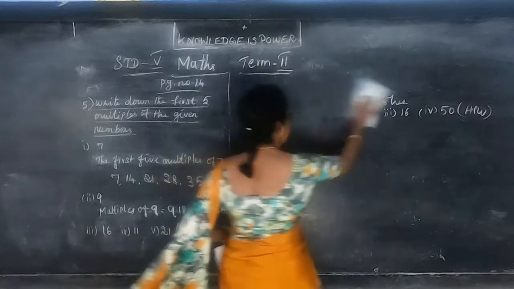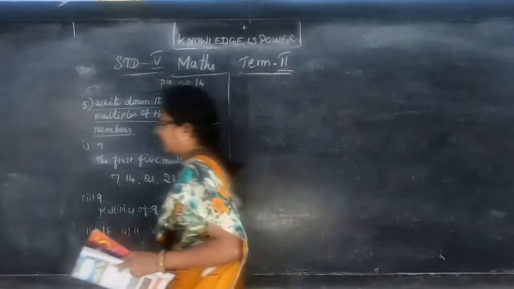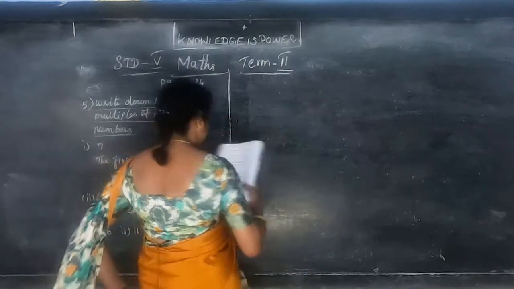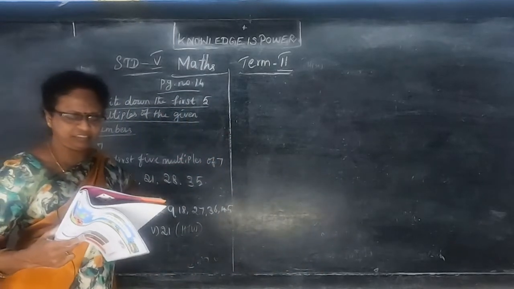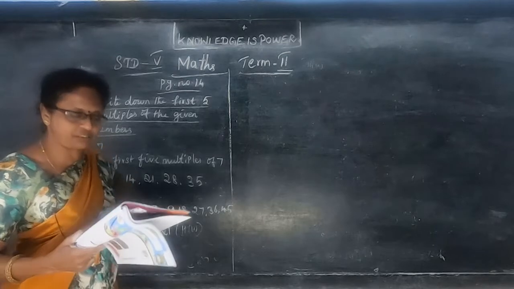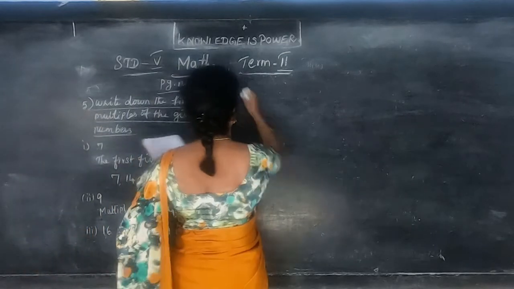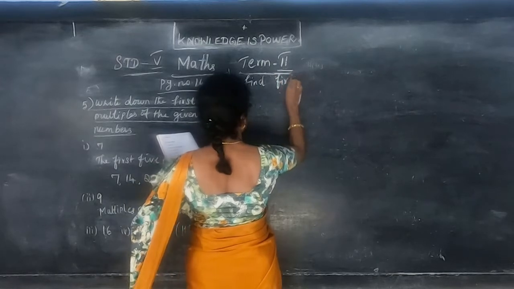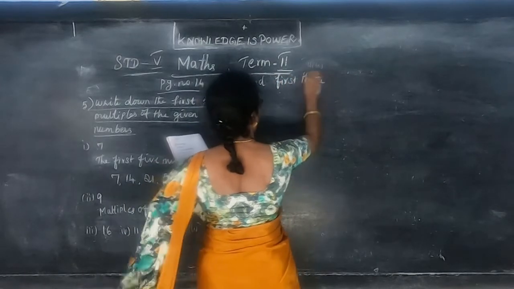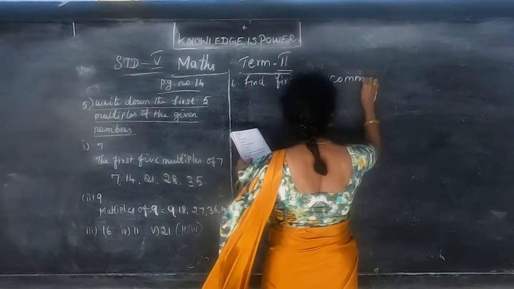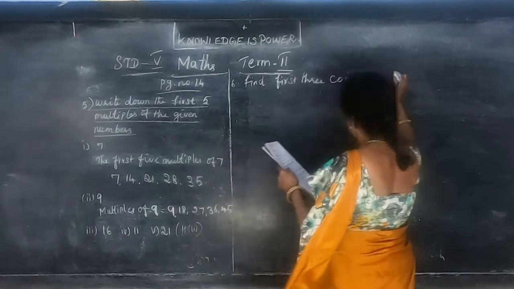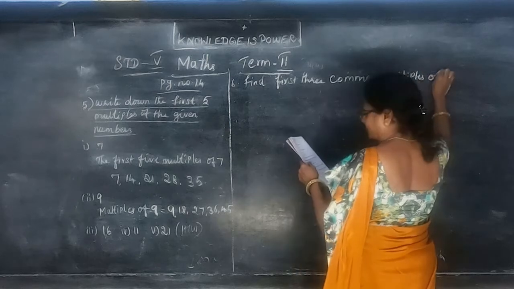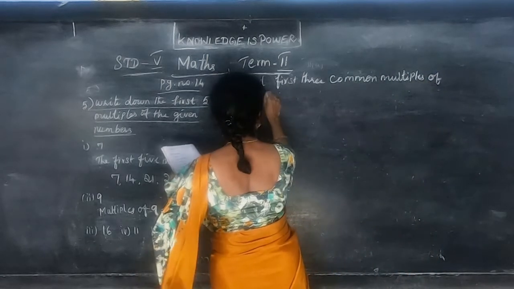So ellame tables da. So learn the tables, children. That will be, then only it will be easy for you. If you have learned the tables, you can easily finish. Find first 3 common multiples of given numbers. அதாவது 2 நம்பருக்கும் 3 இது சேமாக இருக்கணும். Common multiples of the given number.